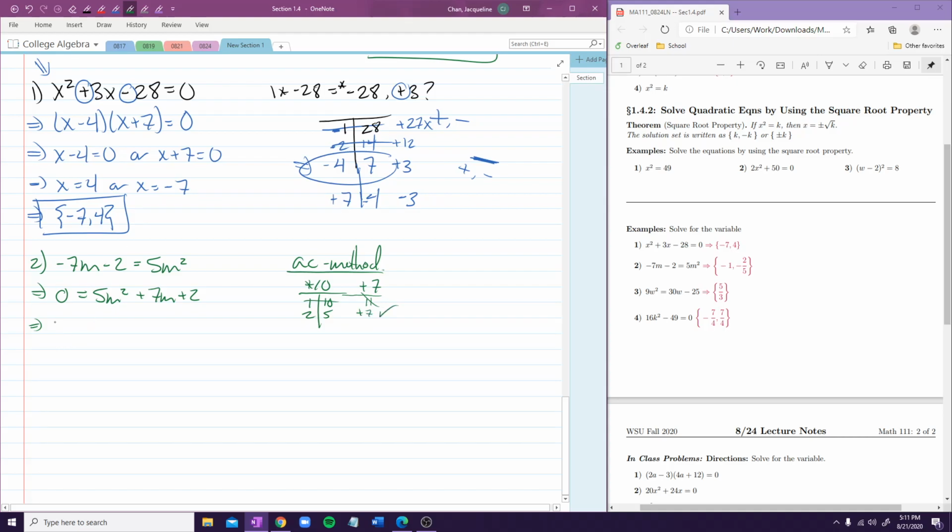Right, so how are we going to write this 7m? We're going to rewrite this 7m as plus 2m plus 5m plus 2. Right, actually, you know what I want to do? I want to add 5m plus 2m. Right, it'll still work if you do 2m plus 5m.